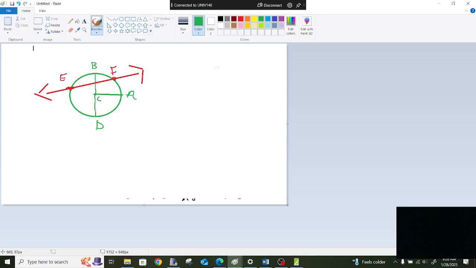A tangent. And a tangent only touches the circle once, right? So here's my point, and then I'm going to try and draw it so that it only touches once, something like that. Okay, makes sense? And yours could look different than mine.